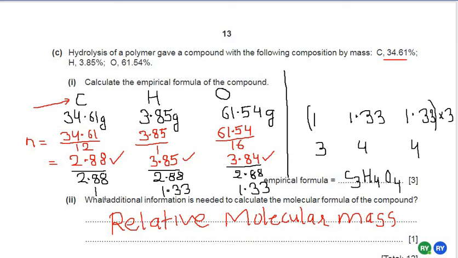Out of all the three numbers of moles, the one which is least, for example 2.88, is the lowest. So you divide all the three numbers of moles by 2.88. So you are getting here 1, 1.33 and 1.33.